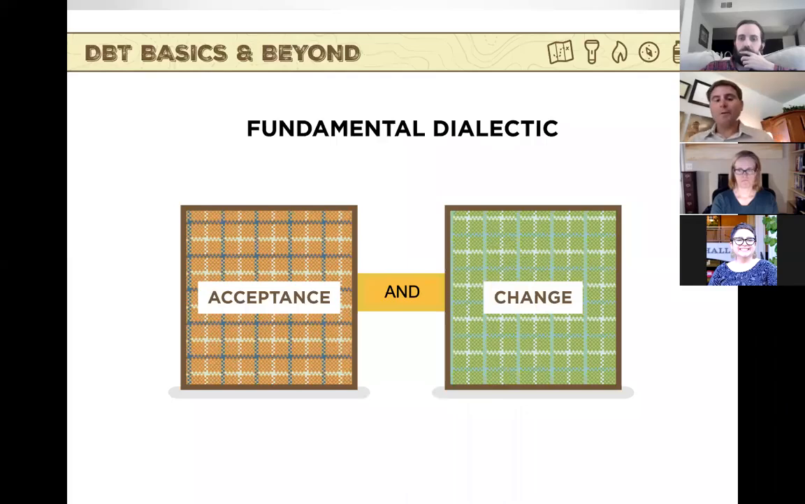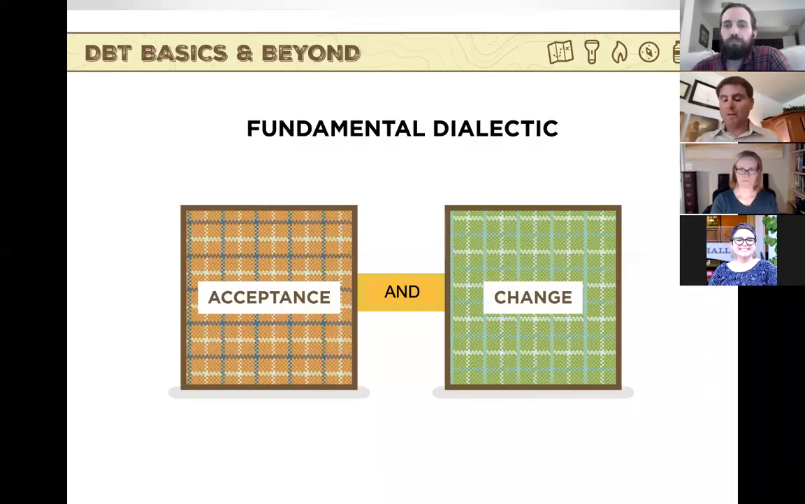Okay, so remember, I mentioned earlier that borderline basically happens when there's a breakdown in dialectics, right? This breakdown in inability to see and process the world dialectically, to bring together opposites. And there's many dialectics that DBT addresses. But for now, we're only going to talk about one. This is the key dialectic of all DBT.